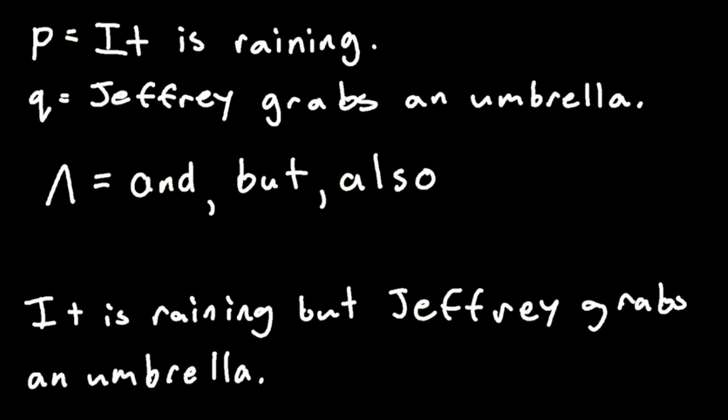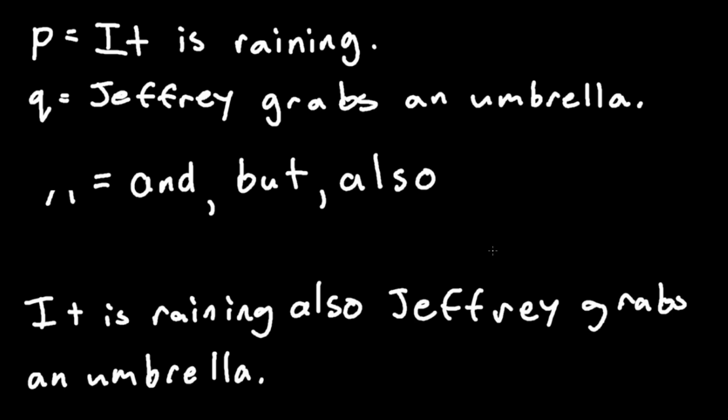But this could also be "also". So the and logical operator could also be the word "also". It is raining, also Jeffrey grabs an umbrella. That still makes sense. These sentences both mean the same thing if we wrote down "also" and "and". Both the same thing.